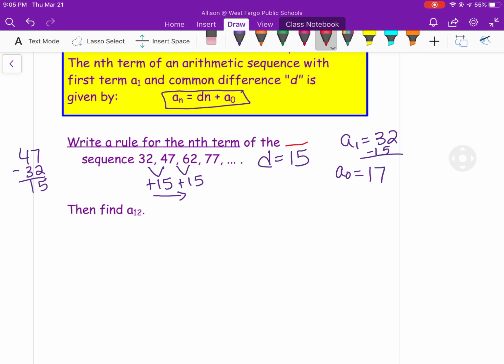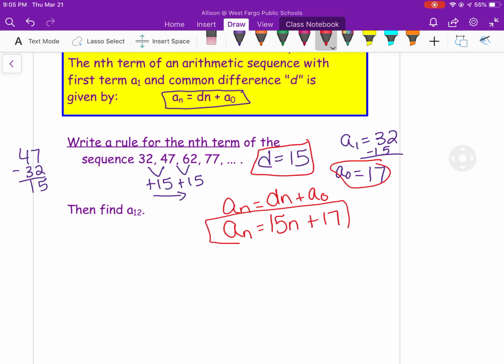So now I have d and I have a sub 0. So my general term is a sub n equals dn plus a sub 0. So my rule will be a sub n equals 15n plus 17. So this should look really familiar to y equals 15x plus 17. So the y-intercept is 17 and the slope is 15.